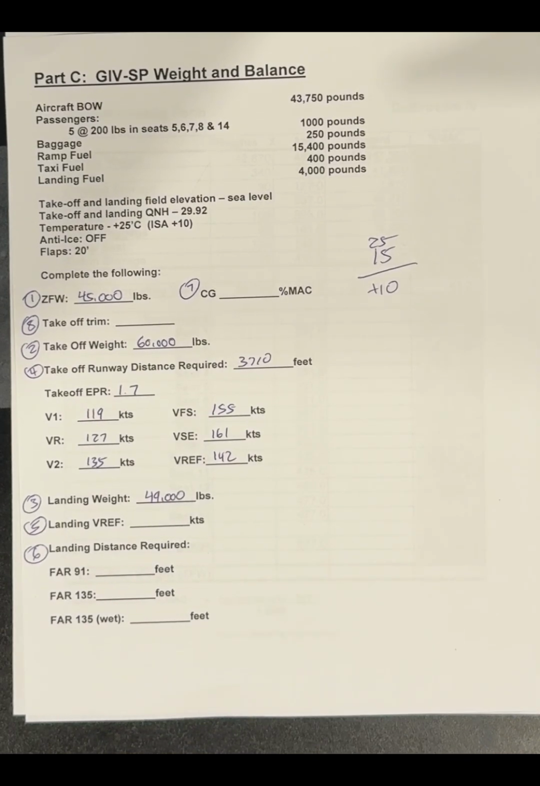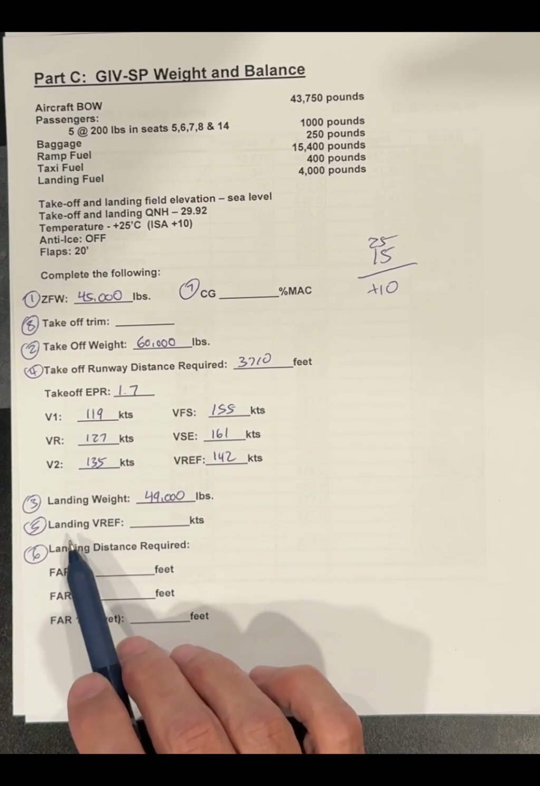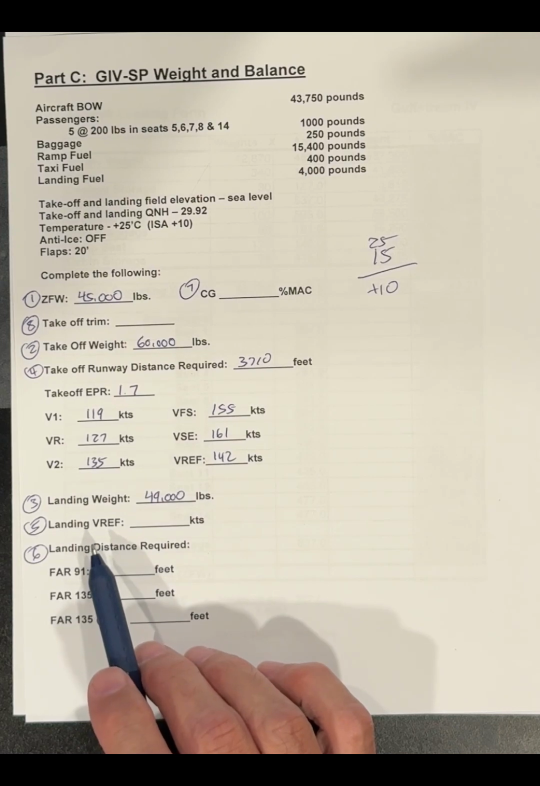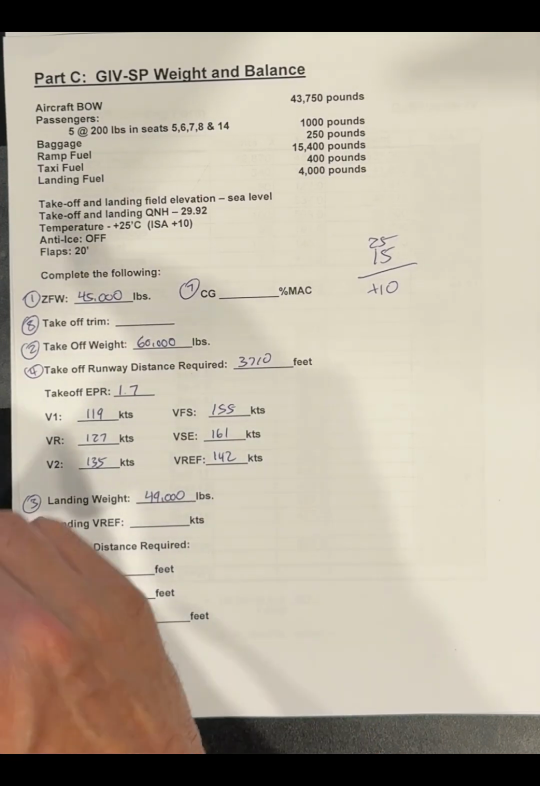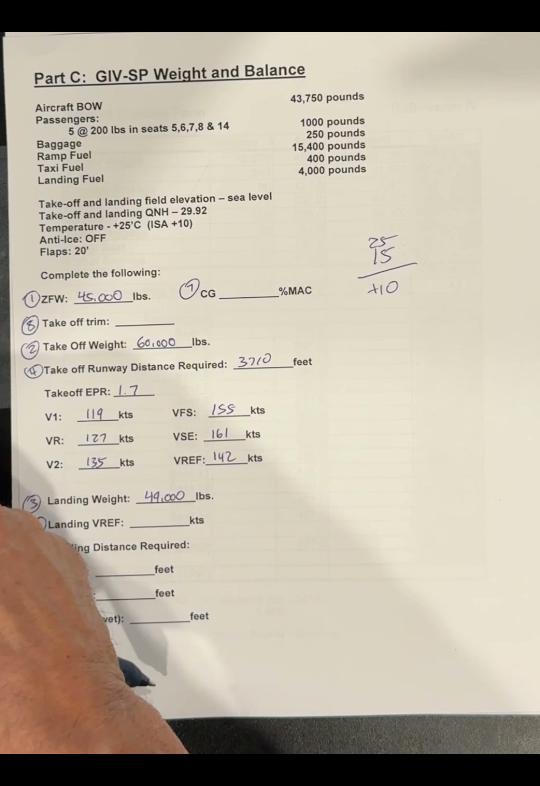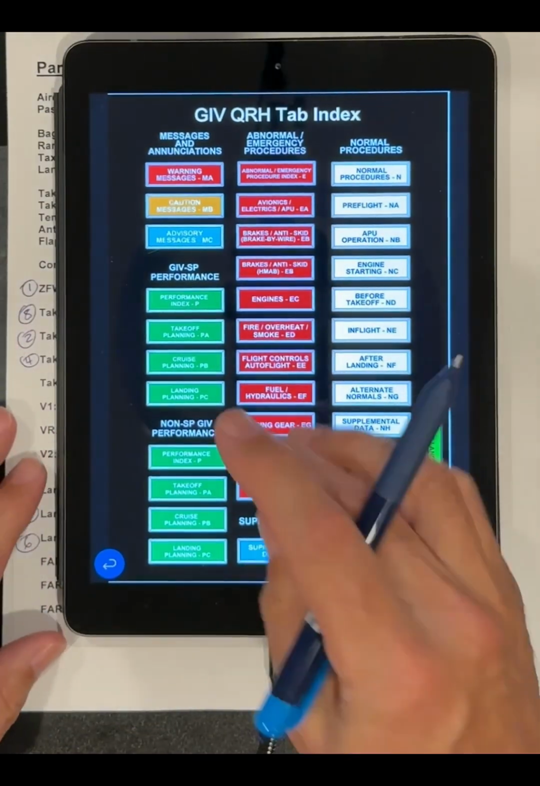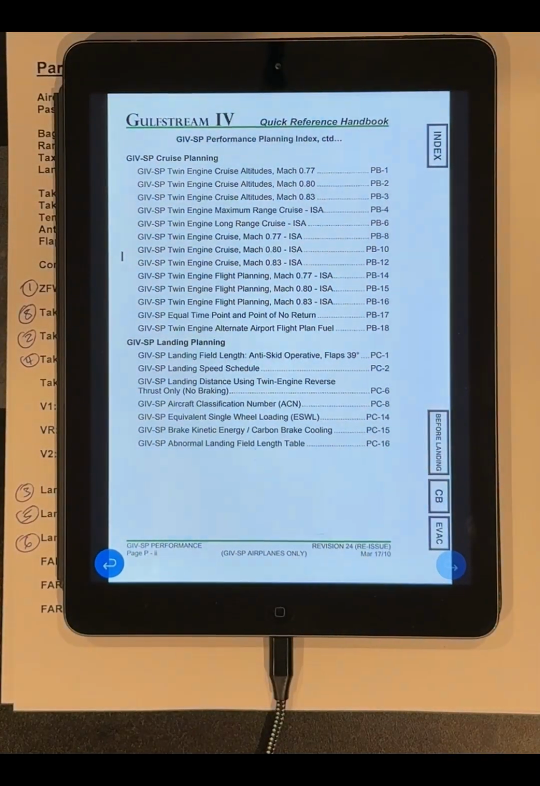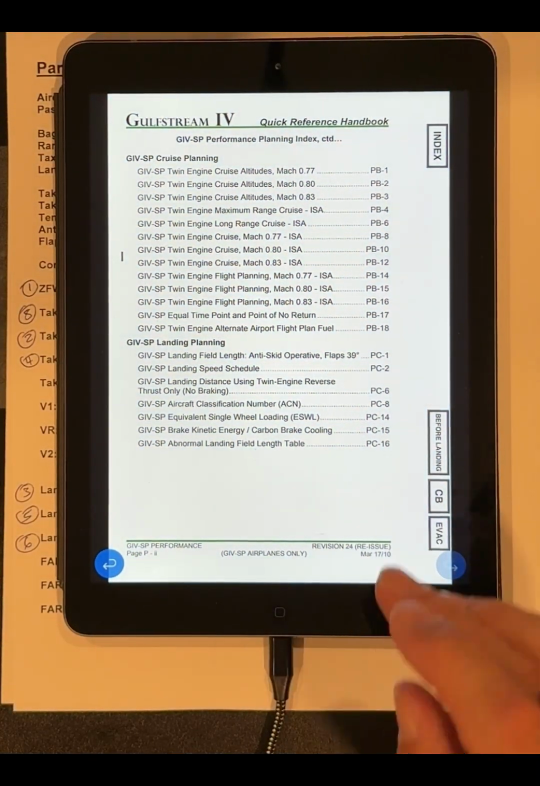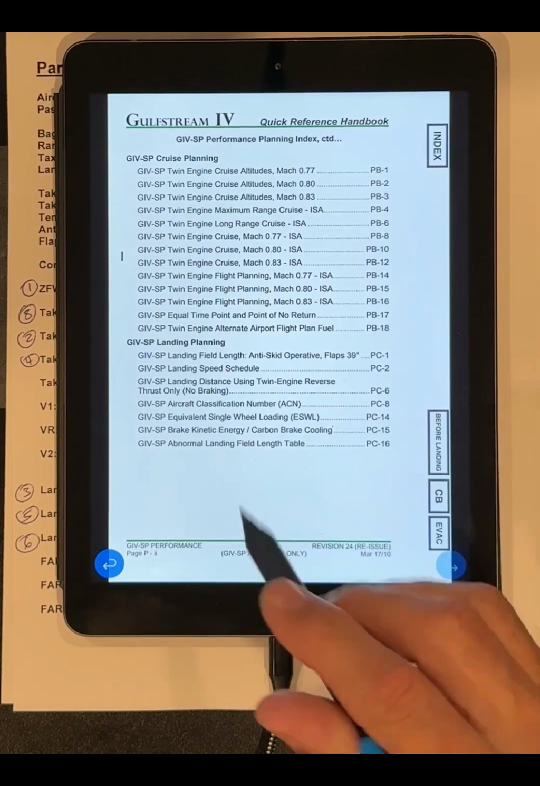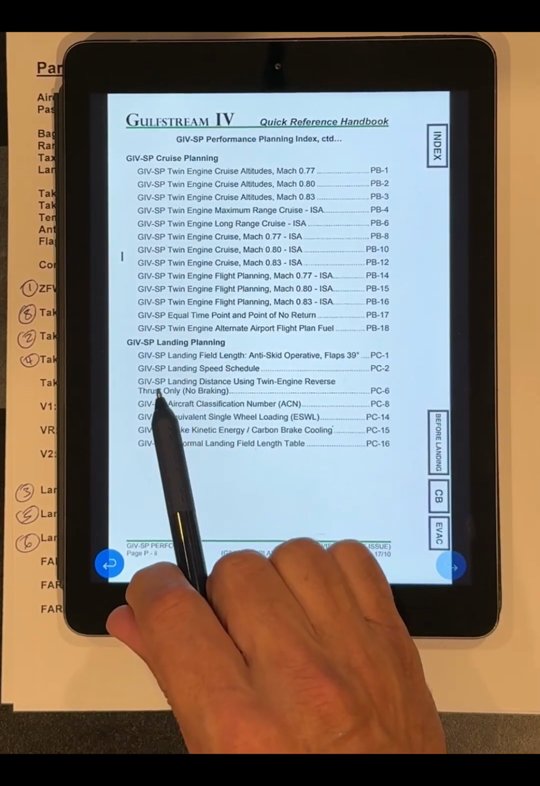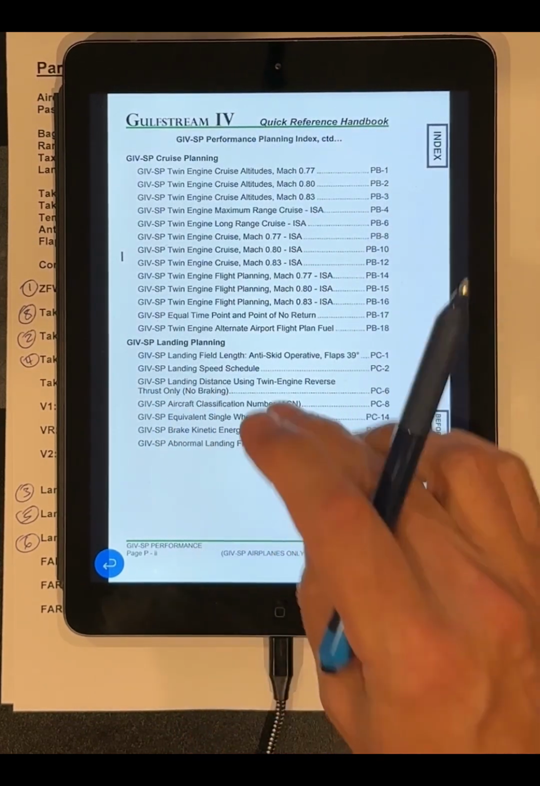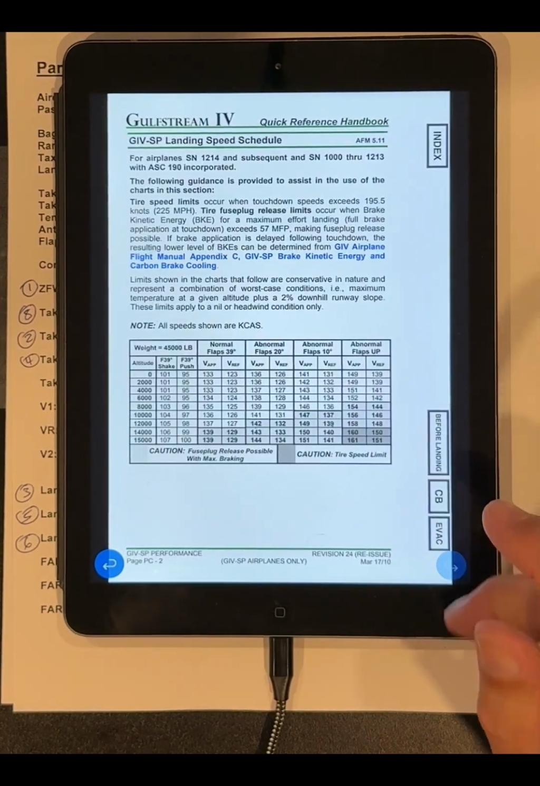What's the fifth thing we need to do? Well, the fifth thing we need to do is the landing ref. And where do we find that? Well, yeah, absolutely. You can go back to the QRH. And now you go to landing planning, Papa Charlie. And you want to go to Papa Charlie 3. Well, we're going to start off with Papa Charlie 2. This is the G4 landing speed schedule. Click it. What do we have?